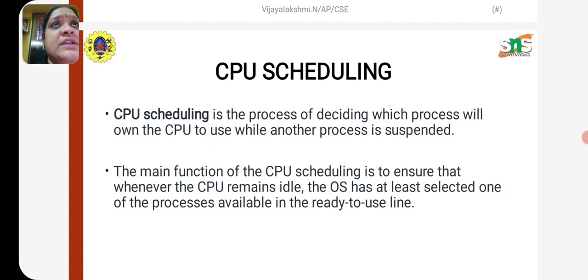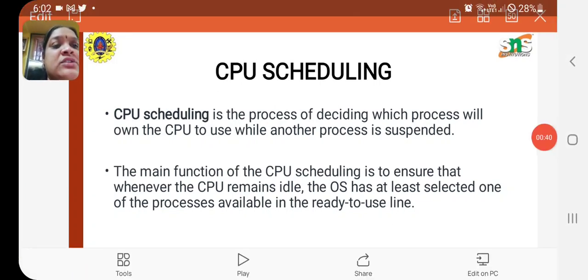So, what actually is CPU scheduling? CPU is meant to perform some task. When we speak about processes, CPU scheduling has the authority to decide which process enters the processor and which has to be suspended. This thing is called what?